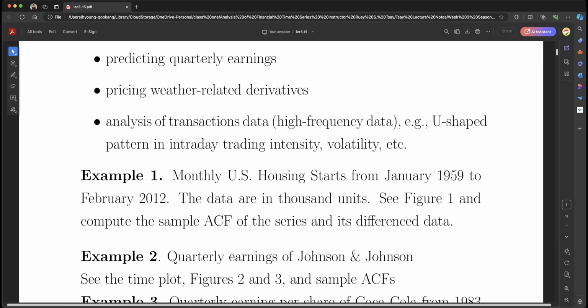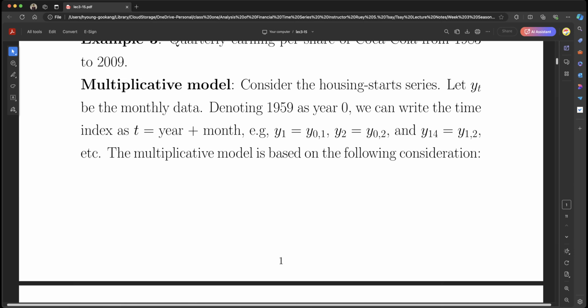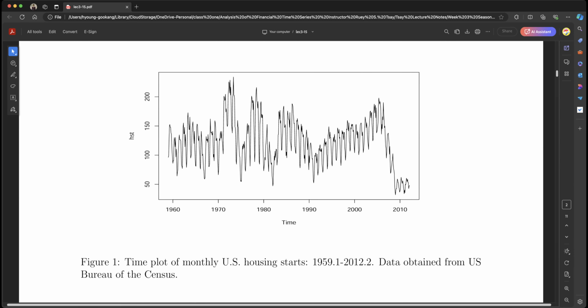Example 1. Monthly US housing starts from January 1952 to January 2016. The data are in thousands of units. See figure 1 and compute the sample autocorrelation function of the series and its differenced data. Okay, so let's take a look at figure 1. Yes, this is the figure.